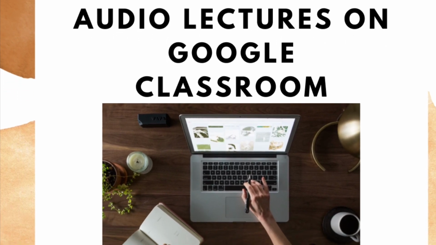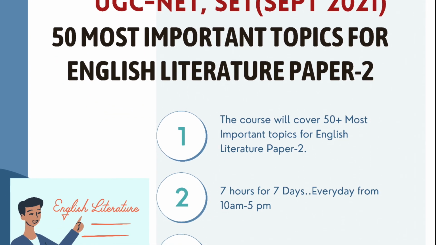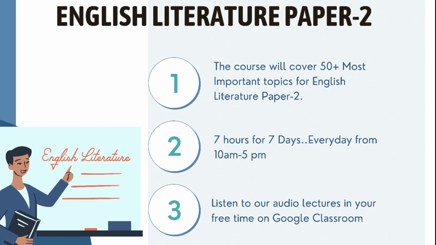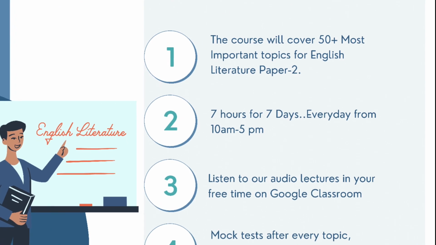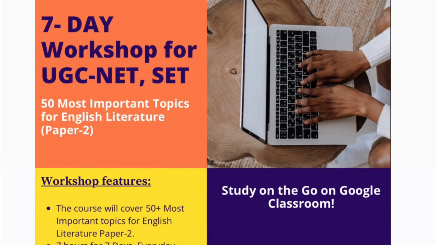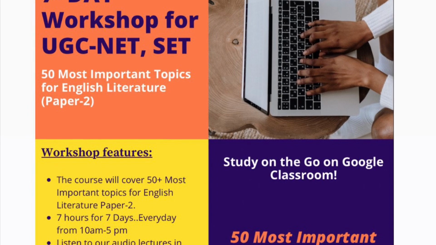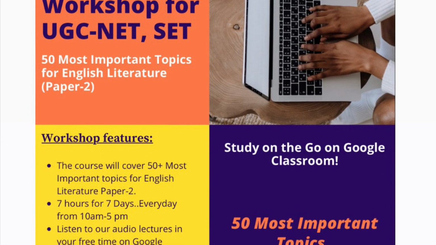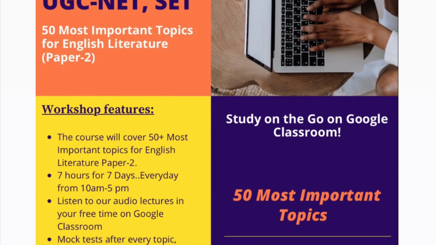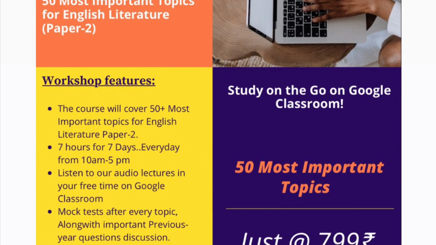Now, about the information about the course. The lectures will happen every day on the Google Classroom app from 10 a.m. to 5 p.m. That is, you will be having 7 lectures per day, and this will go on for 7 days. 7 days, 7 lectures per day, that is 49 lectures plus 1 introduction lecture. At least you will be having 50 important topics. There could be more lectures also. We can add more topics to the course also. So a minimum of 50 most important topics you are going to get in this workshop.